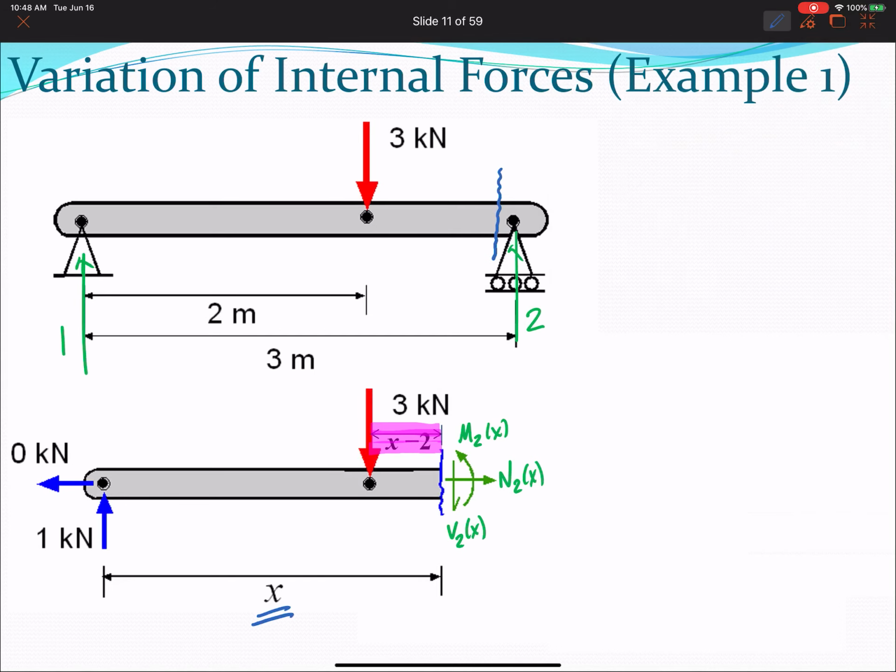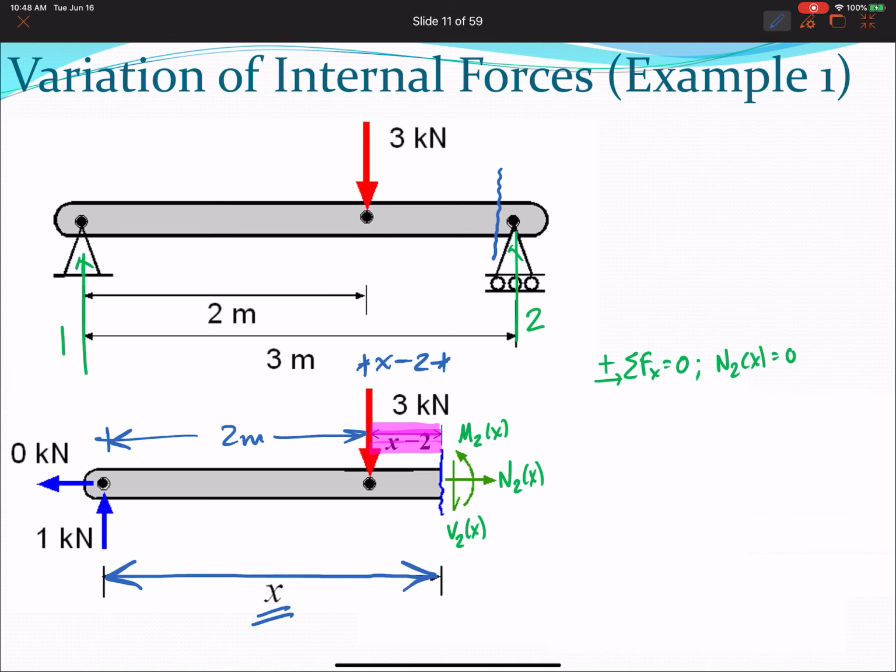That is the location of that force. So if this is 2 meters and this is x down here, so that distance is x minus 2, right? So locating the forces with respect to x is something that we have to get used to doing, because it's going to be quite useful. So let's apply our equilibrium equations.